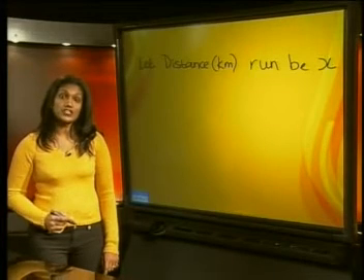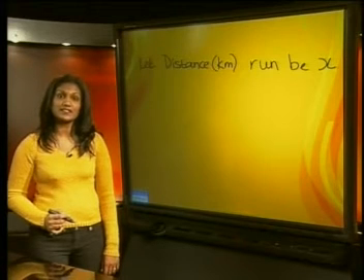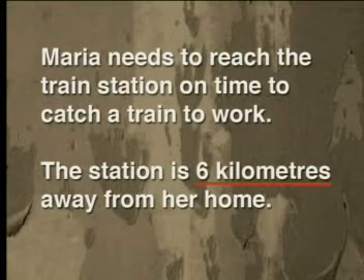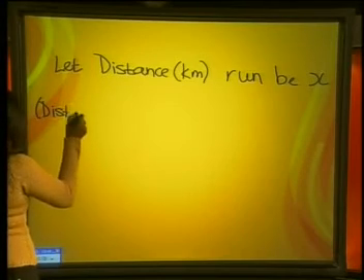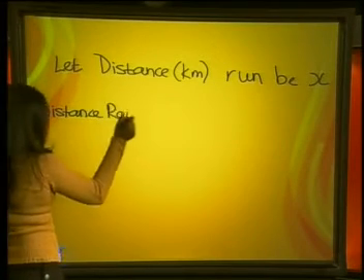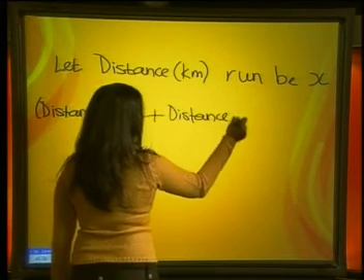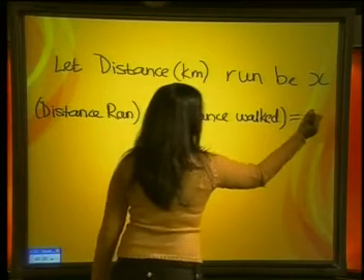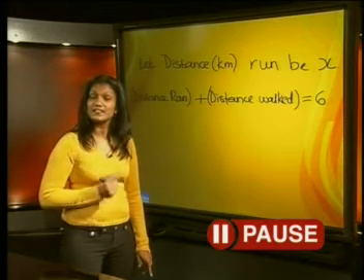Now, the distance walked is also an unknown. So let's see if there's a relationship or connection between the distances. Let's look for another reference to distance in the question. Aha! The total distance is 6 kilometers. Now, the distance that she ran plus the distance that she walked is equal to 6. Now, if the distance that she ran is x, what is the distance that she walked?